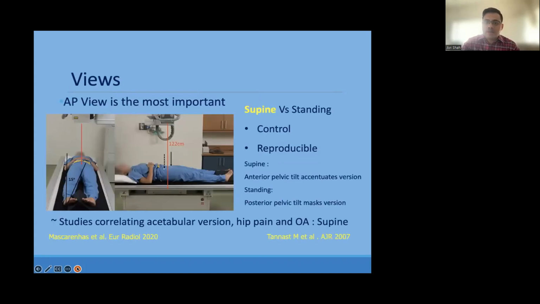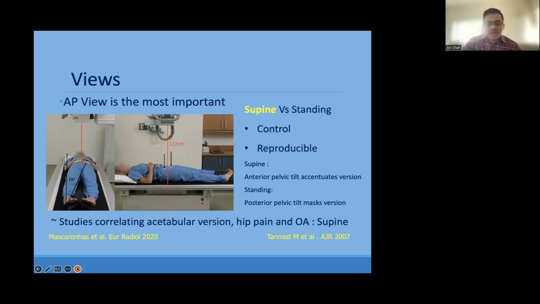So have a good AP view. There's a debate between supine versus standing view. Usually we get supine views, but in certain conditions, a standing view may be of more help. A supine view has more control. It is more reproducible. When you take a supine view, you have to be careful because sometimes there is an anterior pelvic tilt, which can accentuate the version which you are seeing on the X-ray. And in standing, if it's not taken properly, you can have a posterior pelvic tilt.